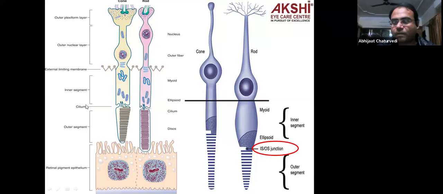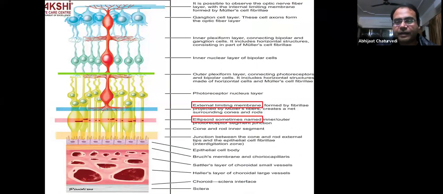So again, I'll go back one slide. So this is the blue line, which is the external limiting membrane. This was the outer nuclear part, external limiting membrane. Now the outer part of this nuclear complex has the inner segment, the outer segment, and dividing this is the ISOS, or the ellipsoid zone.